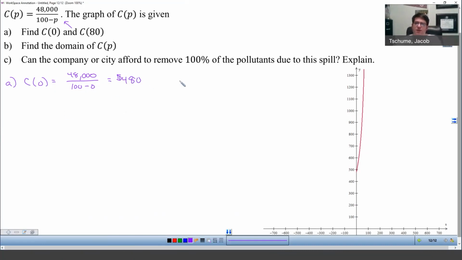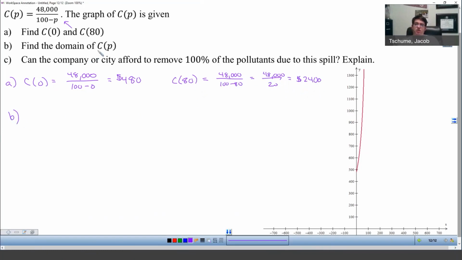So what if you wanted to get rid of 80% of the pollution? So what if we did C of 80? Well, that would be 48,000 over 100 minus 80, which is the same thing as 48,000 over 20. That is going to be $2,400. So if you want to get rid of 80% of the pollution, you got to spend about $2,400.